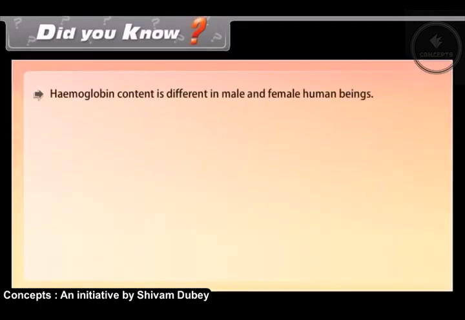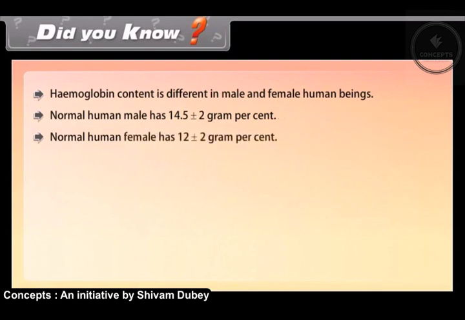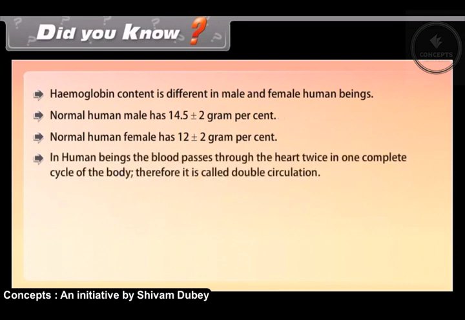Did you know? Hemoglobin content is different in male and female human beings. Normal human male has 14.5 plus minus 2 gram%. Normal human female has 12 plus minus 2 gram%. In human beings, the blood passes through the heart twice in one complete cycle of the body. Therefore, it is called double circulation.